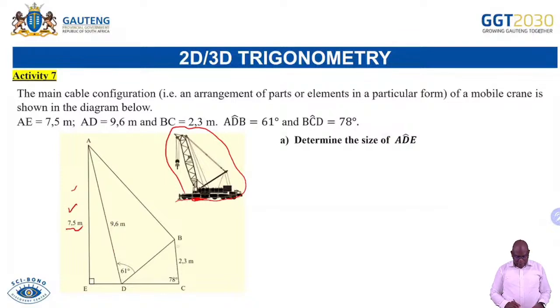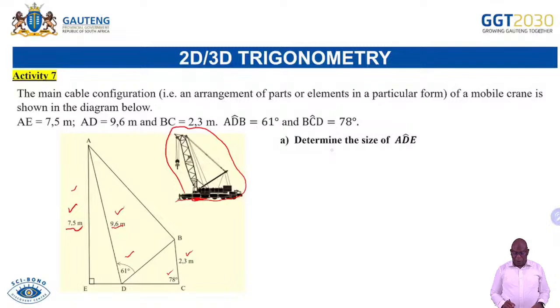AD is given as 9,6. BC is given as 2,3. Angle ADB is given as 61 degrees. And then BCD is given as 78. So everything is there.